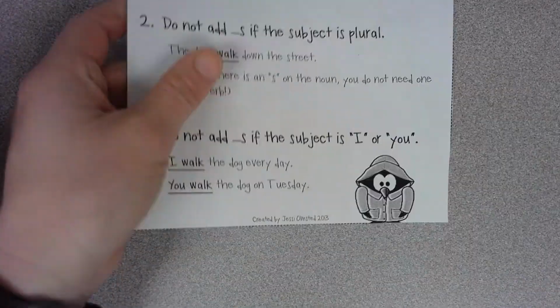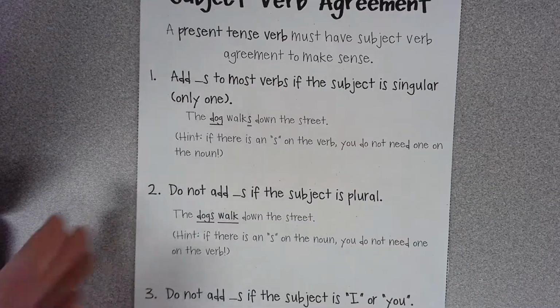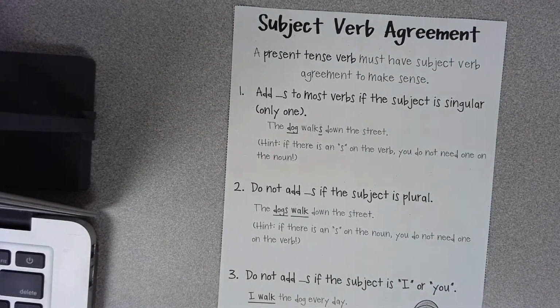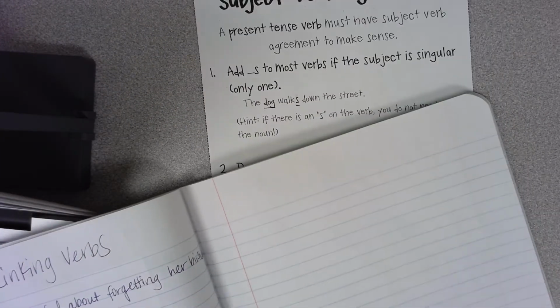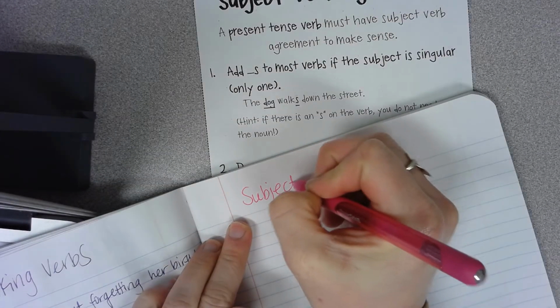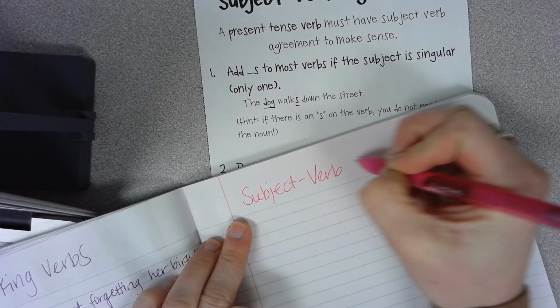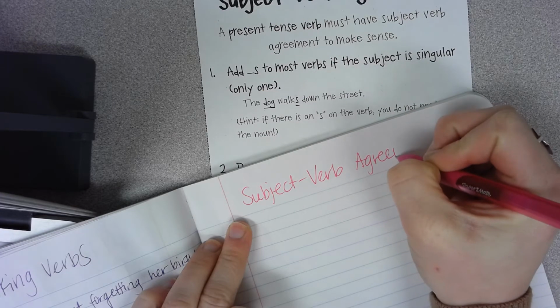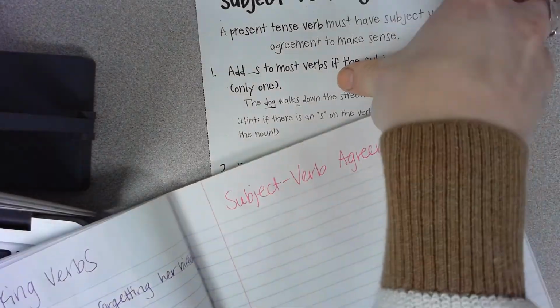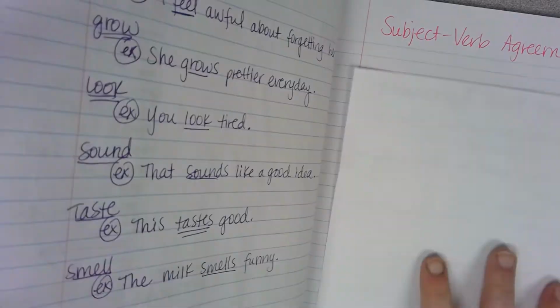Okay, so at the end it should look like this. Let me zoom out a little so you can see it. And then the title is going to be exactly what it says at the top of the foldable: Subject Verb Agreement. Okay, go ahead and glue the whole back side down.